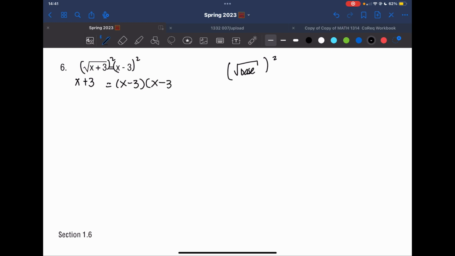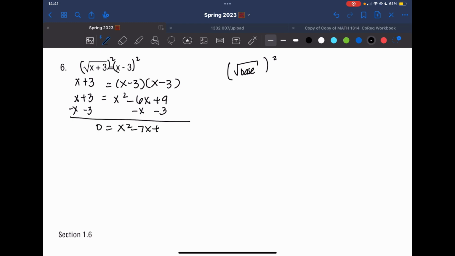And then we have to collect like terms and simplify. So we're solving for x's here. And we still have to check our solutions for true and false. So we want this to equal 0. And then when we factor, that's when we are using the zero product property.